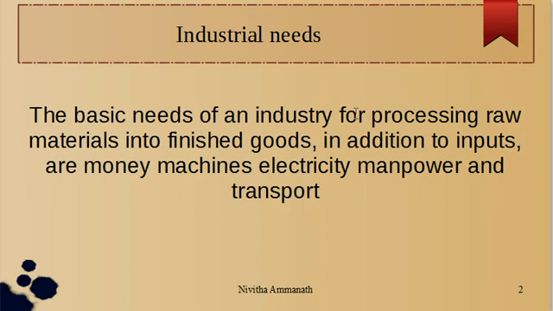The basic needs of an industry for processing raw material into finished goods are, in addition to inputs, that is sugarcane for the sugar industry or cotton for the cotton industry, we need money, machines, electricity, manpower and transport. Transport raw materials and transport finished goods, transport the people. We need manpower who are skilled and trained, people who know how to work these machines, people who know how to convert the raw material into finished goods. We need electricity or power to run the machines, and we need the machines themselves to process the goods. And we need money to be invested to ensure all these things are available.